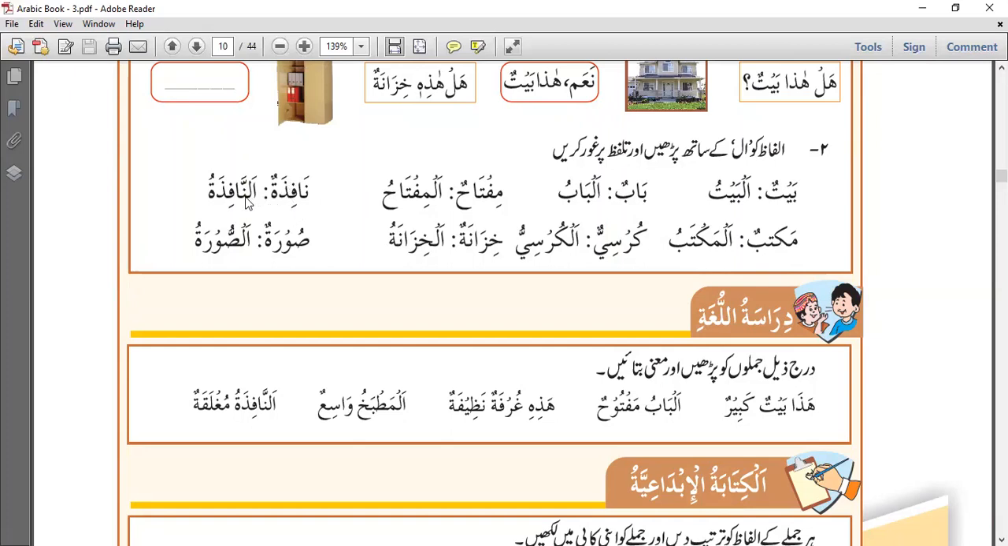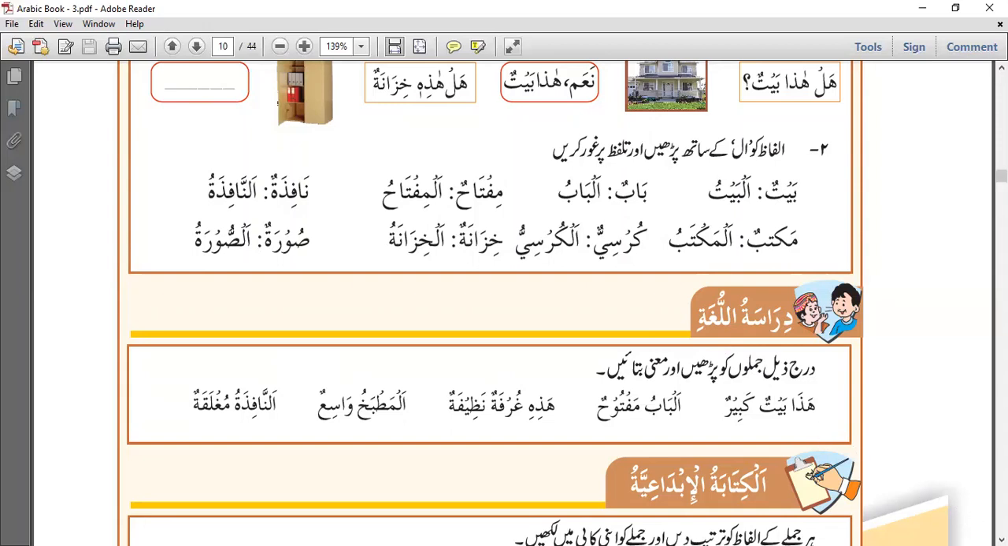Nafizatun, annafizatu. So I have told you that sometimes alif lam is written, but we will not speak it. This lam is silent here, so directly there is a tashdeed. You will say hamza fatha noon an. Annafizatu. Maktabun, al maktabu. Kursiyun, al kursiyu. Khizanatun, al khizanatu. Suratun means picture, as suratu.